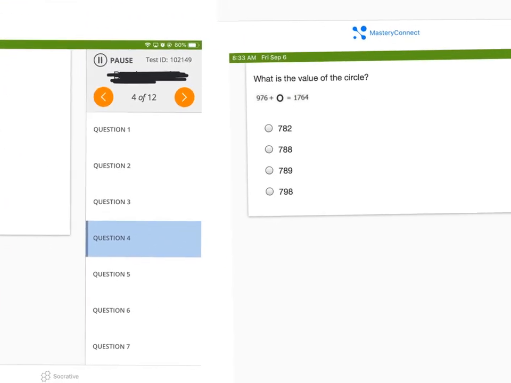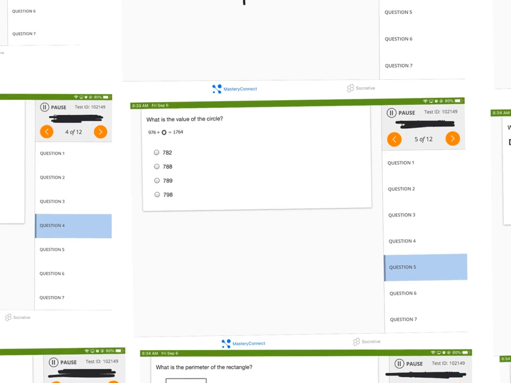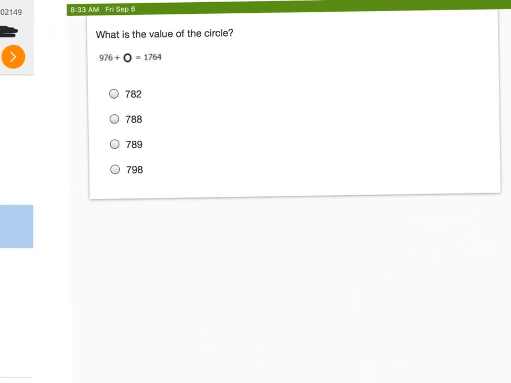Number 4. Sorry, number 5, not 4. Okay, you were looking for the value of this circle, which is your missing part. So 976 plus something is going to give you 1,764.